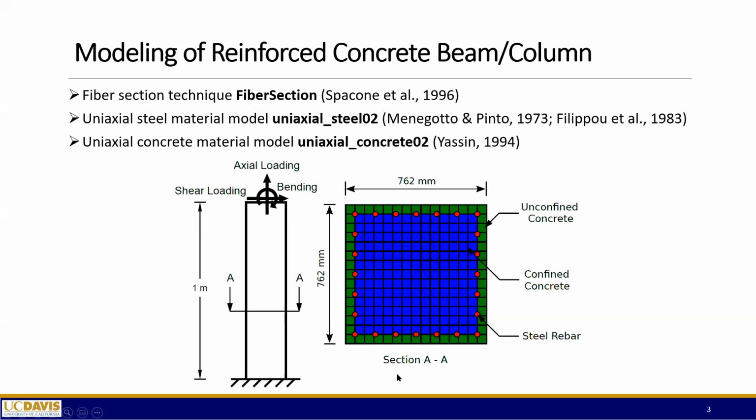This plot shows a cross-section of a reinforced concrete beam. After you divide the cross-section into different uniaxial fibers, you can define each fiber with different material models. On the outside layer, you can have unconfined concrete, then the steel rebars denoted by these red dots, and inside you can have core confined concrete.